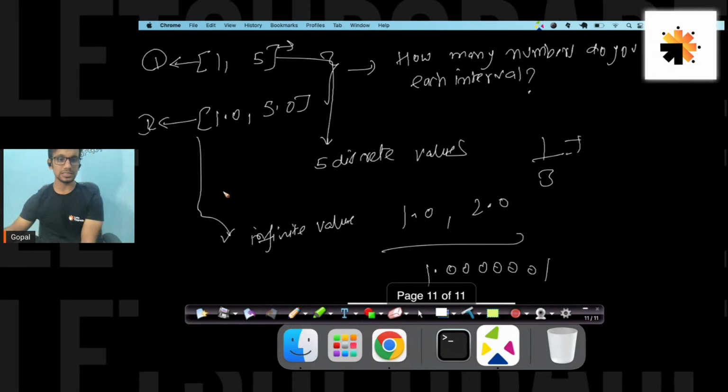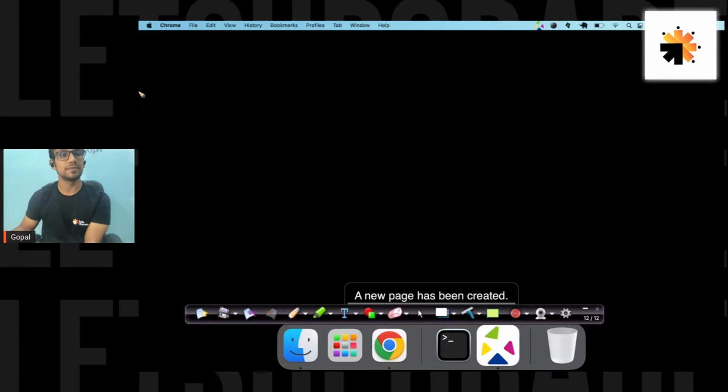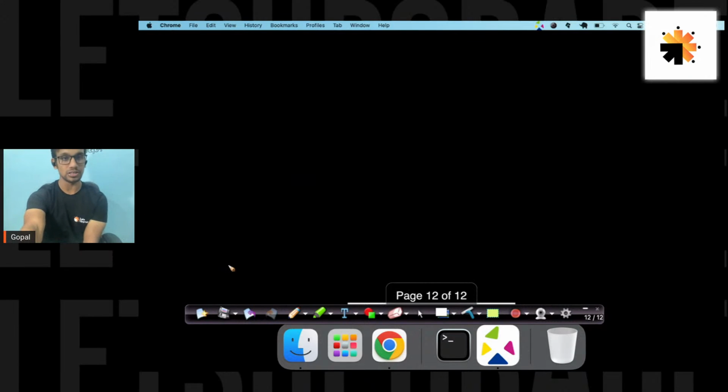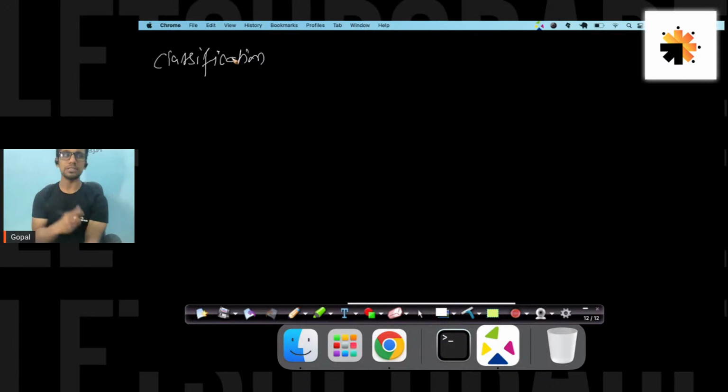Now let's come back to classification. Since we studied the 2 types of supervised machine learning systems, the first one was regression. The second one is classification. And as the name suggests, we classify an entity based on features. The cat and dog example is the good old, old school example. So let's say you have a picture of a cat.